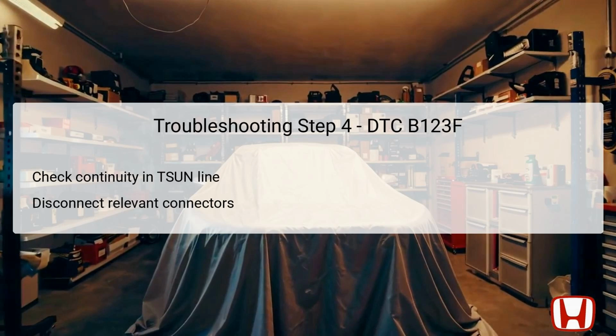If continuity exists, it confirms the T-Sun wire is intact. If not, follow up with the necessary repairs by addressing any open circuits present.